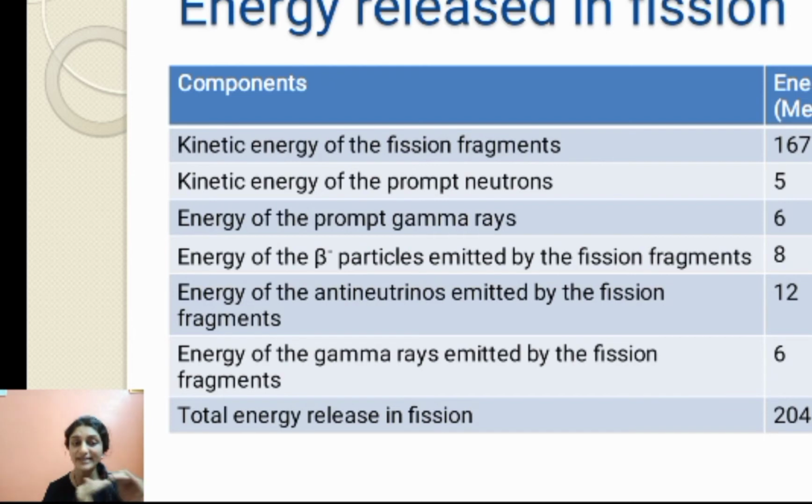Then prompt gamma rays are also emitted, which carry energy around 6 MeV. Fission fragments are neutron rich, so they emit beta particles, and the energy of the beta particles is around 8 MeV. Whenever a beta particle is emitted, an antineutrino is always emitted along with it. The energy of the antineutrino is of the order of 12 MeV. Gamma rays are also emitted by the fission fragments, which contribute around 6 MeV. So the total energy released in fission is of the order of 204 MeV.